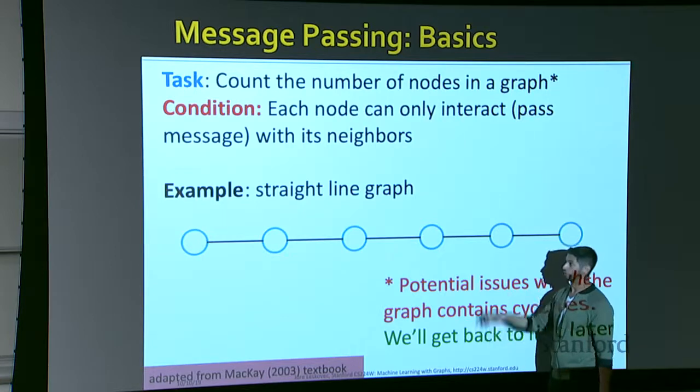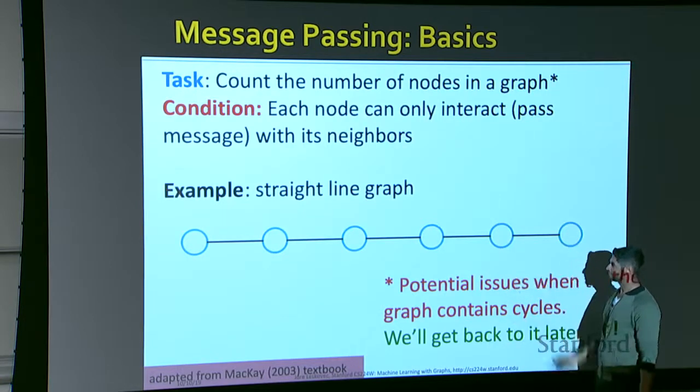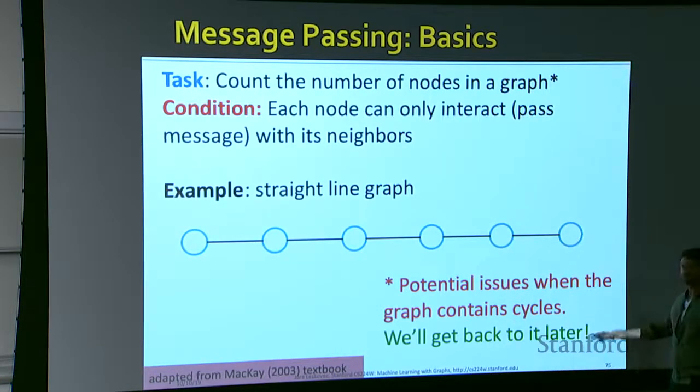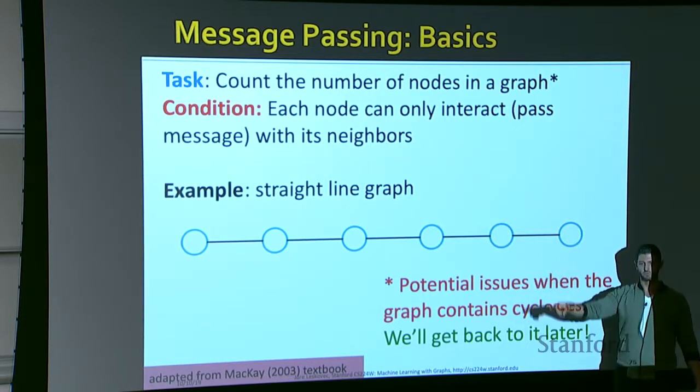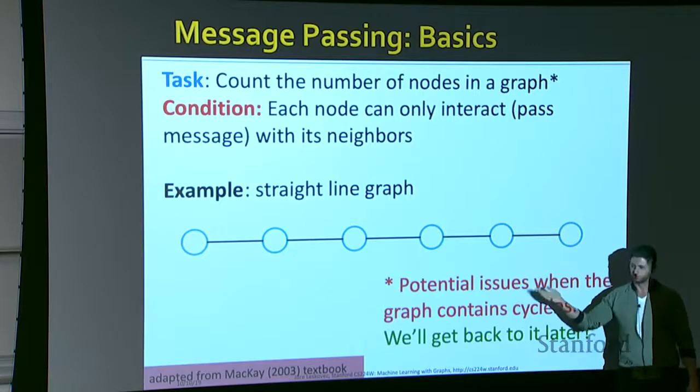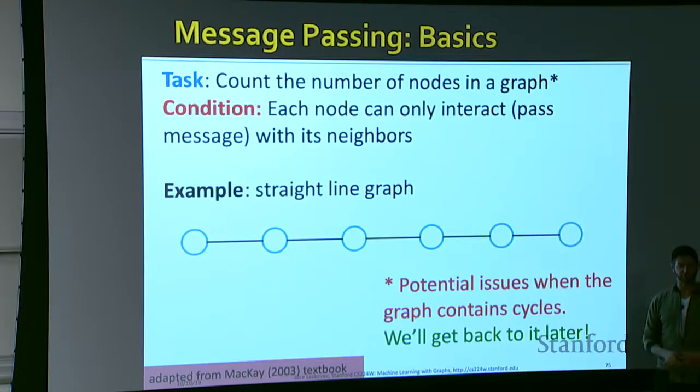How do we count the number of nodes? We have this example graph. It's just a straight line. And for now, I'm going to ask you to ignore the potential issue coming from the fact that if a graph contains a cycle, this process will not end, right? Because this message will keep on going around, and we will see how we do this count. But you can imagine that the counter will just keep on incrementing, okay? So we're going to then talk about why loopy belief propagation actually works with graphs that contain cycles. But we come back to that later.